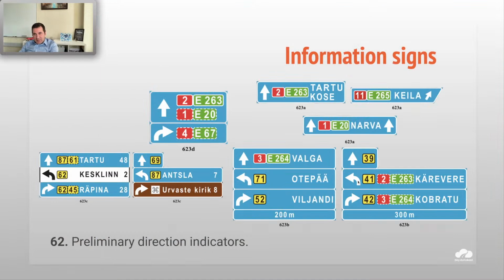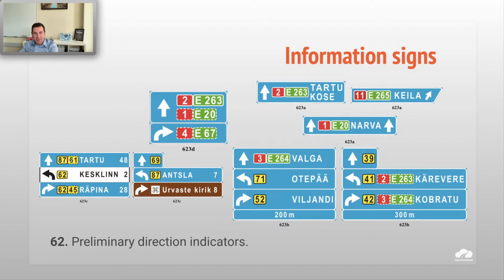And these are small information signs. Usually these are located just before the crossroads, in that very last moment where you have to already take the right lane, and now you can only make a left or right turn or go straight.